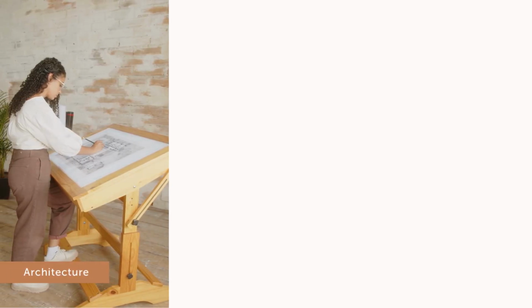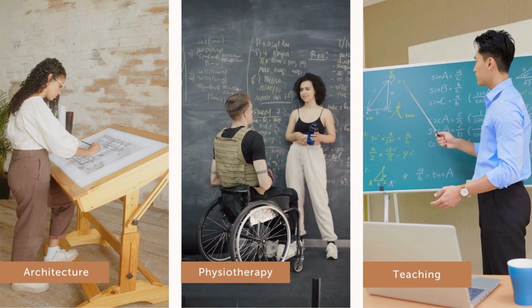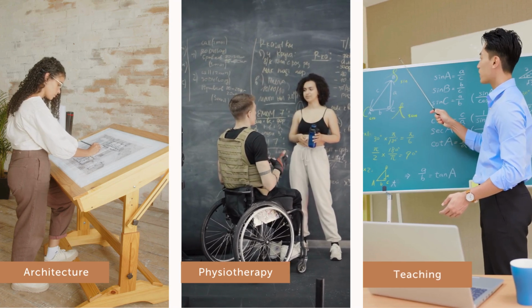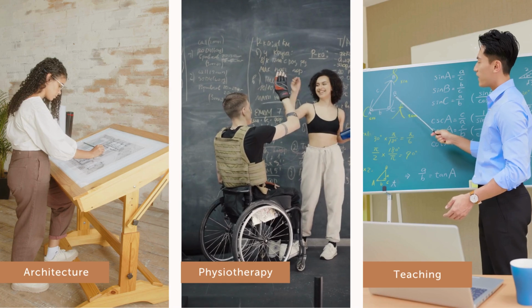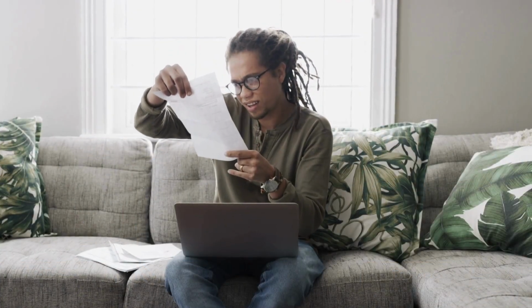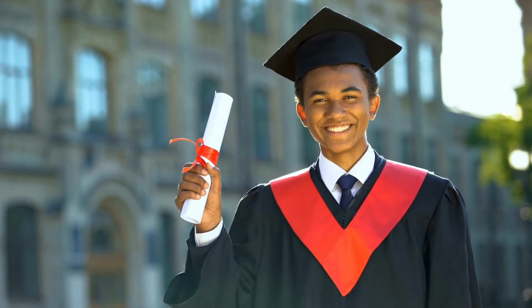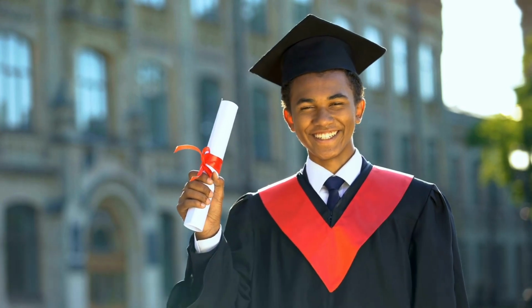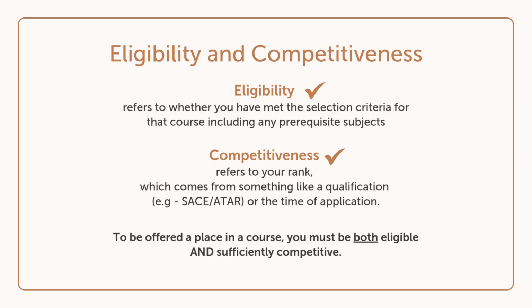What is considered competitive can be very different from one course to another and is largely based on the cohort you are competing against. Courses that are very popular and have very high numbers of applications are more competitive than those that have fewer applicants. And not all courses are competitive, with some having guaranteed entry scores, for example, or simply requiring that a qualification is complete. To be offered a place in a course, you must be both eligible and competitive.